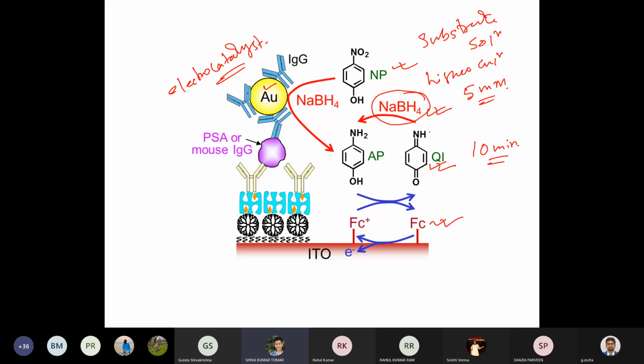So, sir, can we quantify or analyze what we are detecting with this method? Yes, we can quantify. How can we quantify? Based on this primary antibody, right? So we are developing a biosensor. In this case, a prostate specific antigen specific biosensor we are developing, right?